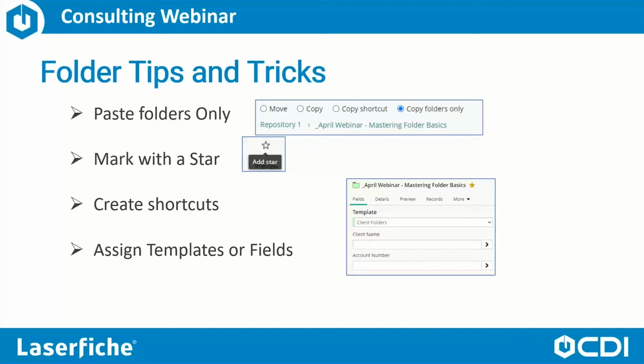Assigning templates and fields to your client folders will help with searchability. This is not limited to just client folders, but in our sample here, we have a client folders template to allow searching for that folder by the client name and or the account number. This could also be useful for, say, property files, where we could search by the property address, the subdivision, or any other information pertaining to that property.